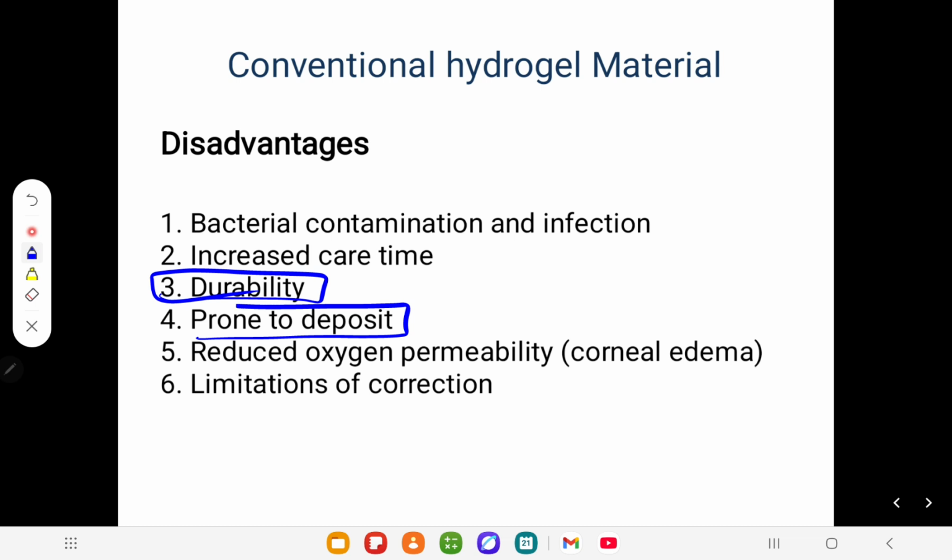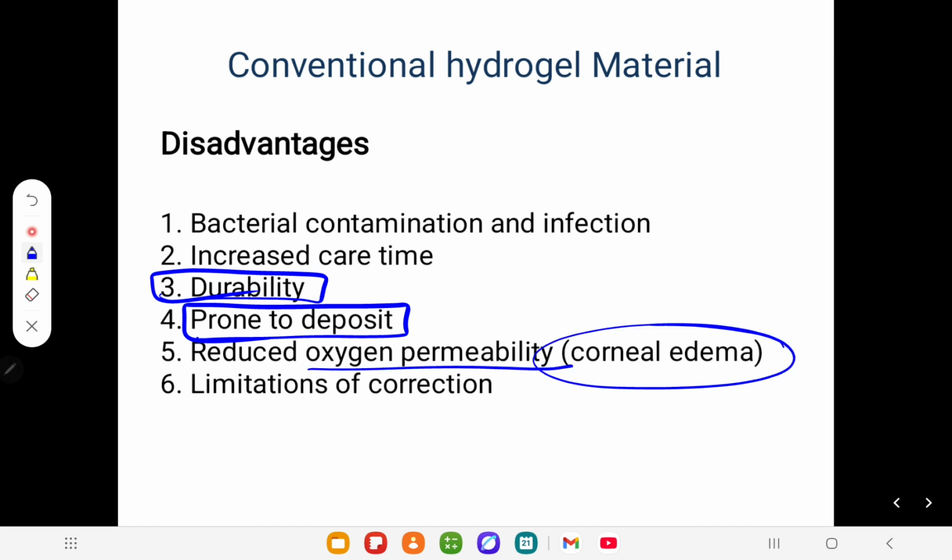It's prone to deposits because in a hydrogel lens, the main way to carry oxygen is through the water, that is through the free water, not the bound water. So that's why there are pores in the material, there is a gap. The micro gap we can definitely see, and those pores are very favorable for deposits, so it's prone to deposits. Yes, and reduced oxygen permeability causes corneal edema.